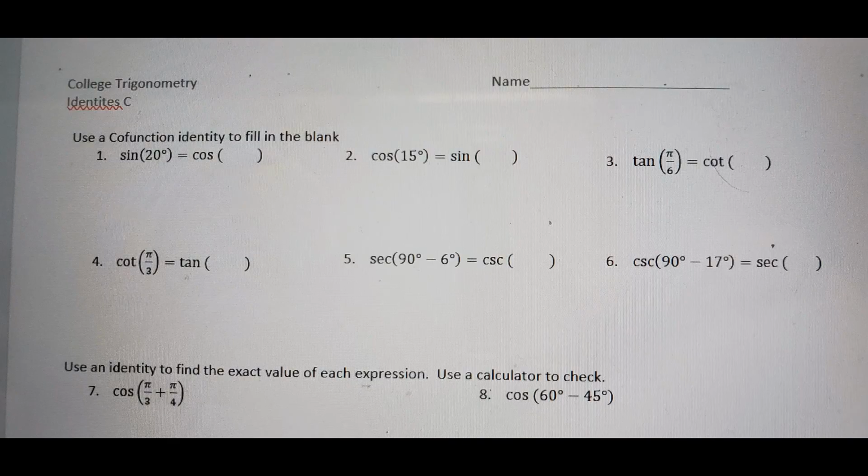Looking at the rest of this worksheet, for the first one, it says just use a cofunction identity to fill in the blank. So for the first one, it said sine of 20. Well, that's going to be the same thing as that pi over 2, which we said was 180 degrees because this one's in degrees. So 180 degrees minus 20. So that first one's going to be cosine of 160. So these ones are real easy. You're just going to go through there and sort those out.